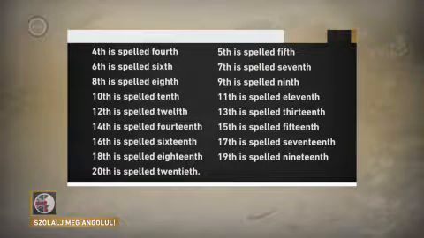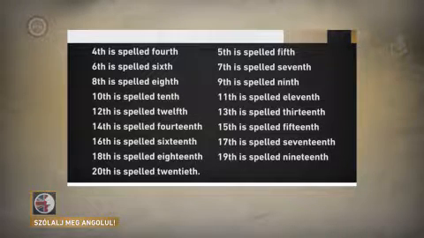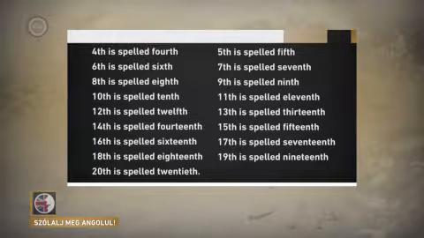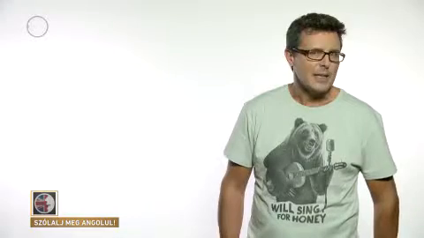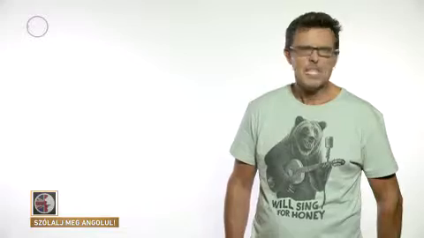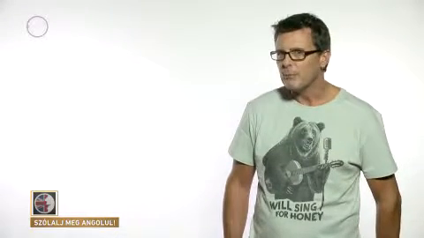We just take the number and add th. 6th, 7th, 8th, 9th, 10th, 11th. Okay, we have to be careful with 9th because we drop the E from 9 before we add the th. 12th is also a bit tricky. The spelling's not so simple. But the rest of the numbers are very easy. Take the cardinal number and add th.